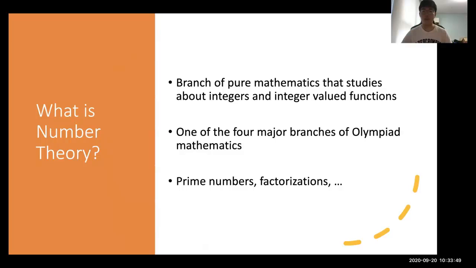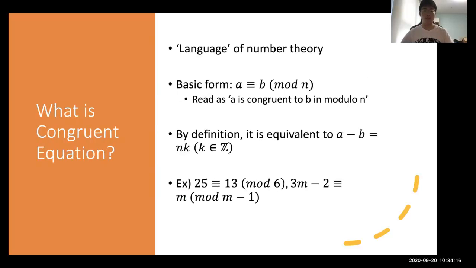Number theory is a branch of pure mathematics that studies integers and integer-valued functions. This is one of the four major branches of Olympiad mathematics, which are algebra, geometry, combinatorics, and number theory. School topics related to number theory that you're familiar with include prime numbers, factorizations, division and remainders, etc. So let's move on to congruent equations.